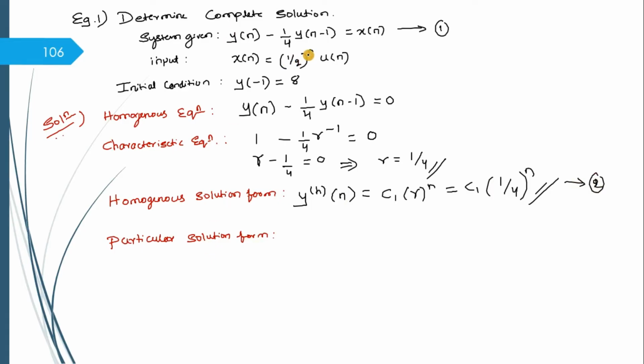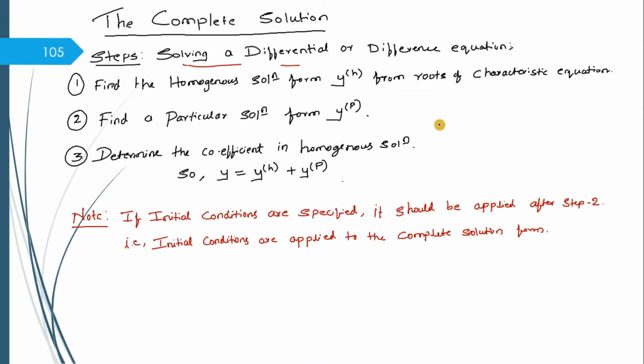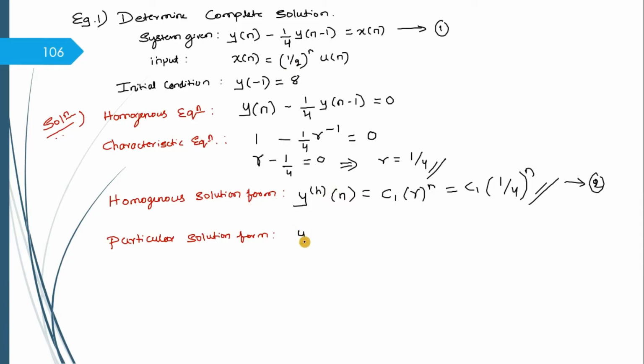Input is of the form 1 by 2 raised to n into u of n. See, if this is the input, in the same assignment 1 by 2 raised to n, this was the kind of input. What was the form of the particular solution? It is c into alpha raised to n. Same thing here. The form is given by c into alpha raised to n. So make sure that this c and this c are different, or else I use a denotation called cp into alpha raised to n. So I write it as cp, in place of alpha I have 1 by 2 raised to n. You can either use cp or k, whatever is your wish.